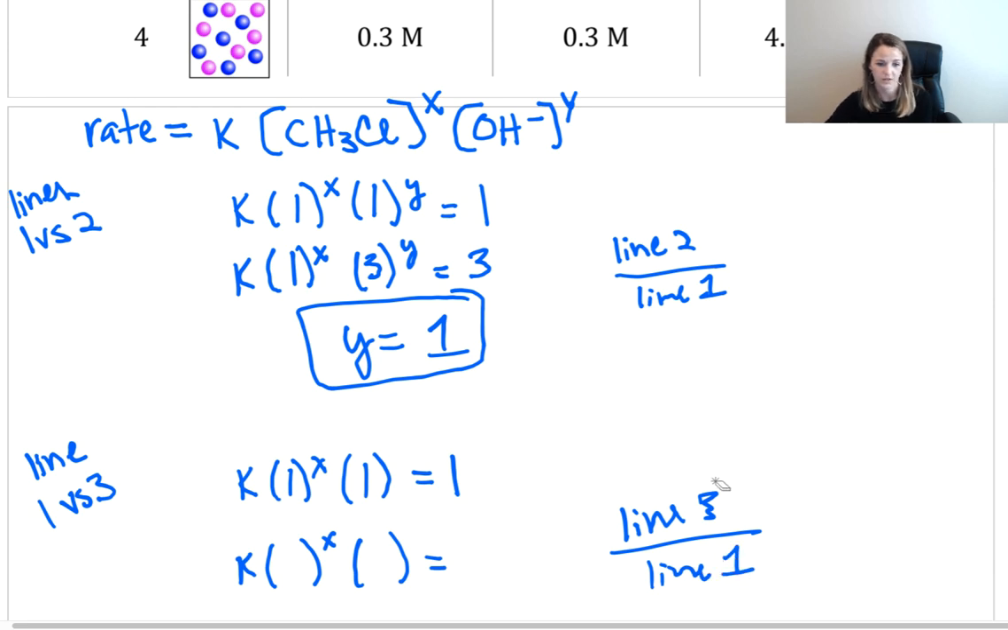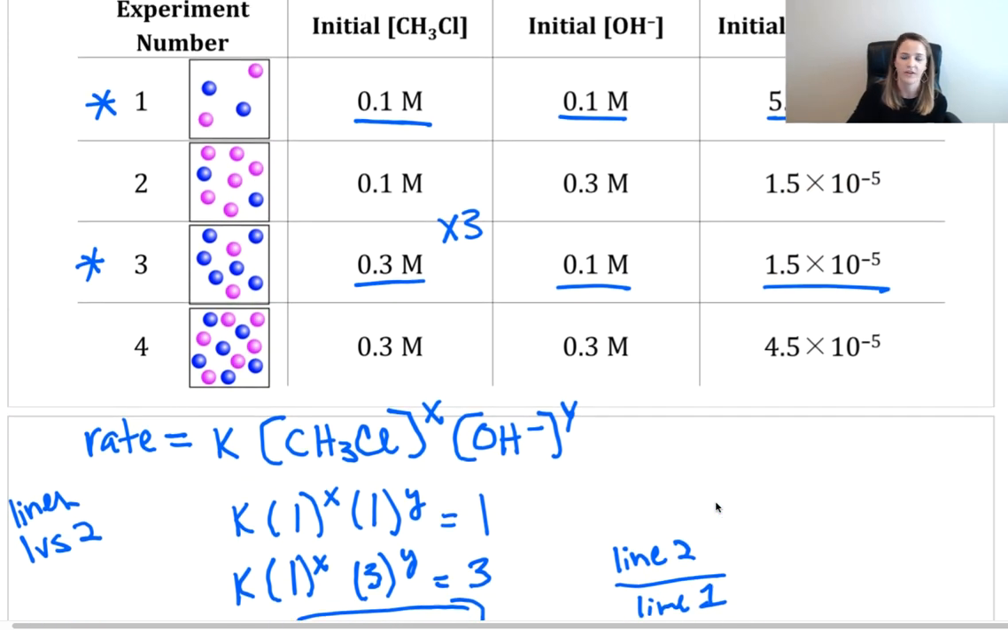Okay, and that's supposed to say line 3. Let's try that again. Line 3. Not much better, but we'll take it. Okay, so we're coming up here. Line 3 divided by line 1.